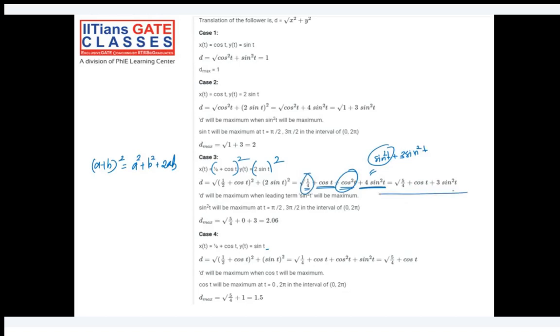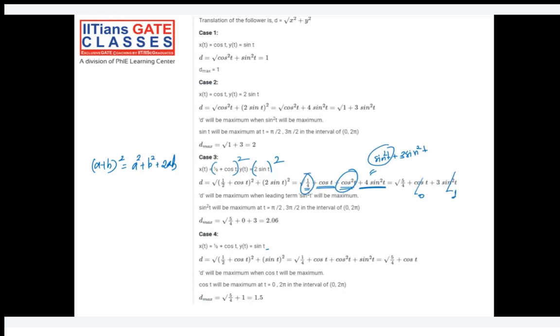Its maximum value will depend on sin square t, because you are multiplying 3 to sin square t. Whenever your sine function is maximum, that is when theta is equal to pi by 2. But at that instant, cos will be 0. So you'll make this 0, and sin square will be 1. 3 times 1 is 3. So 5 by 4 plus 3 will be more than 4.